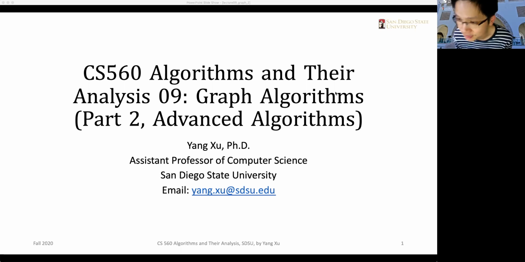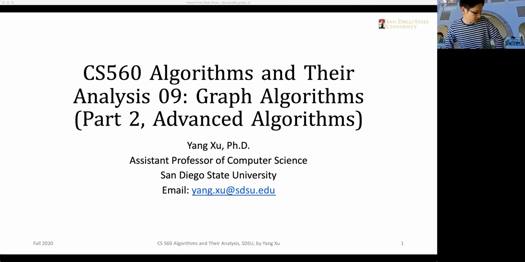All right, welcome back. Today we will start a new chapter. It's called basically the advanced version for graph algorithms.